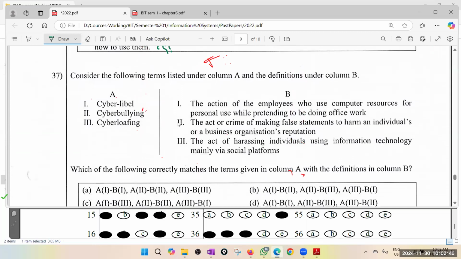Right, 37. Consider the following terms listed under column A and definitions under column B. Right, cyber legal, I'm not very sure about that. Cyber bullying, cyber loafing. I'm pretty sure about cyber bullying, so therefore I'll first match that.